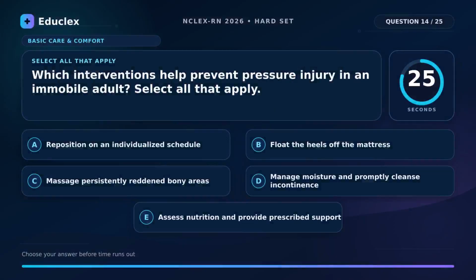Question 14. Which interventions help prevent pressure injury in an immobile adult? Select all that apply. Here are the options. Option A. Reposition on an individualized schedule. Option B. Float the heels off the mattress. Option C. Massage persistently reddened bony areas. Option D. Manage moisture and promptly cleanse incontinence. Option E. Assess nutrition and provide prescribed support. Your 25-second thinking time starts now.